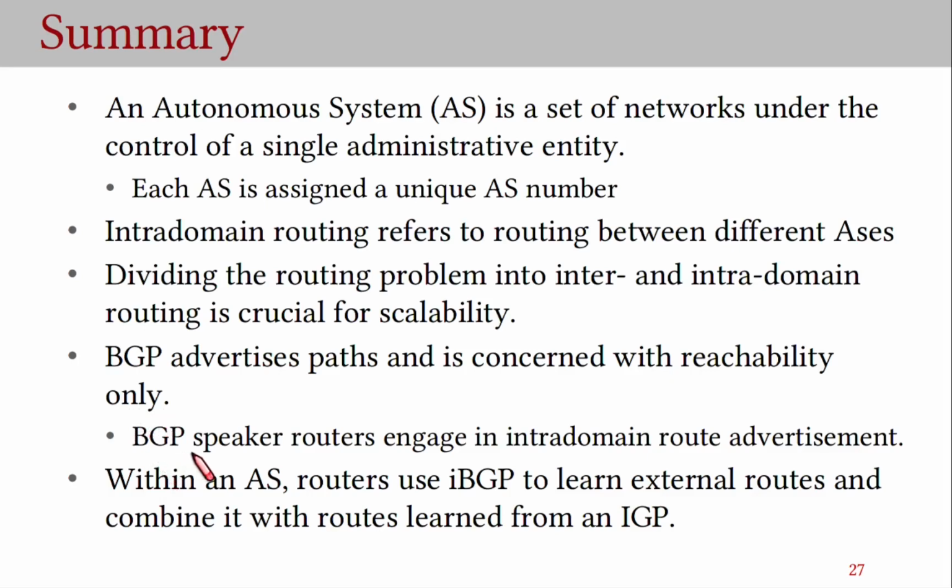And we saw that there are two kinds of routers when we talk about BGP: border routers and speaker routers. BGP speaker routers engage in interdomain route advertisements, and these speaker routers may or may not be border routers. And lastly, we saw that within an autonomous system, routers use internal BGP to learn external routes, and then they combine them with the routes learned from some interior gateway protocol.